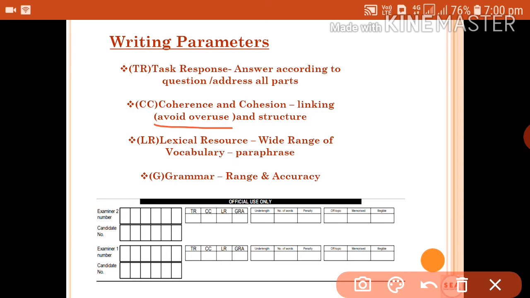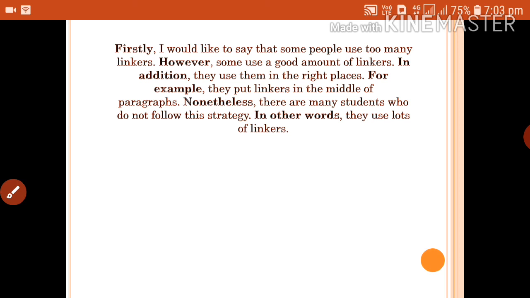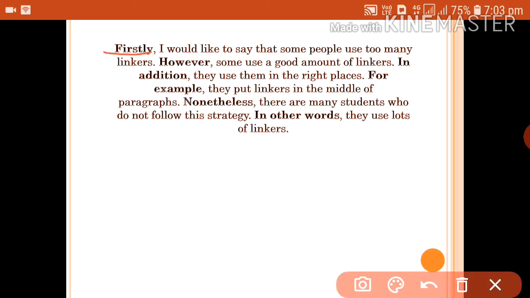Let's take one example. Look at the usage of linkers here. Firstly, I would like to say that some people use too many linkers. However, some use a good amount of linkers. In addition, they use them in the right place. For example, they put linkers in the middle of a paragraph. Nonetheless, there are many students who do not follow this strategy. In other words, they use lots of linkers. Isn't this paragraph looking artificial?